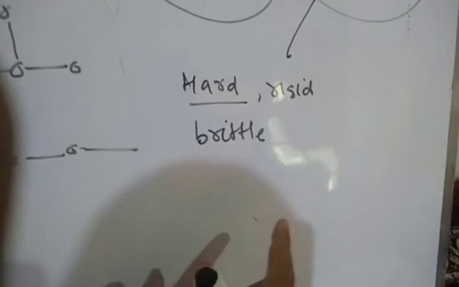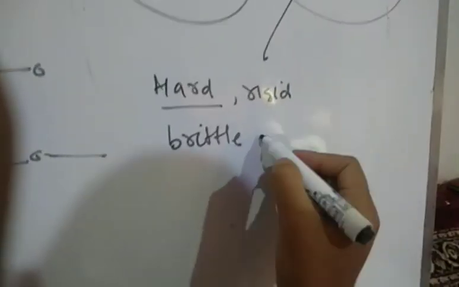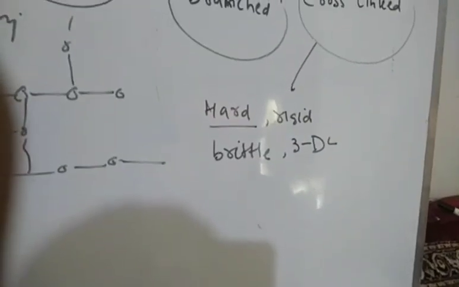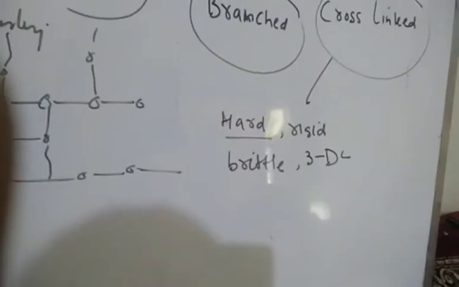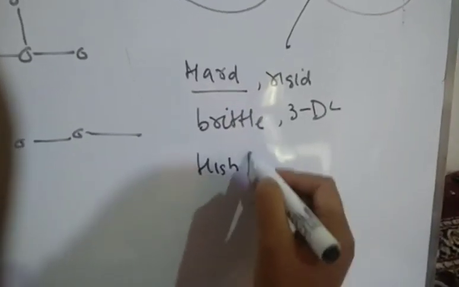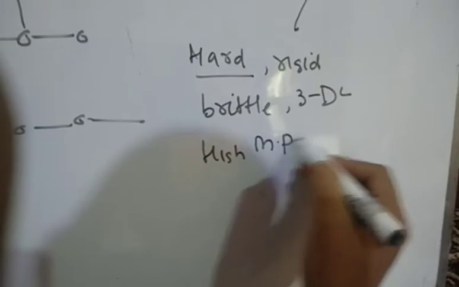So they have a 3D structure. These are the basics of cross-linked polymers. In addition to this, they have a high melting point as well.